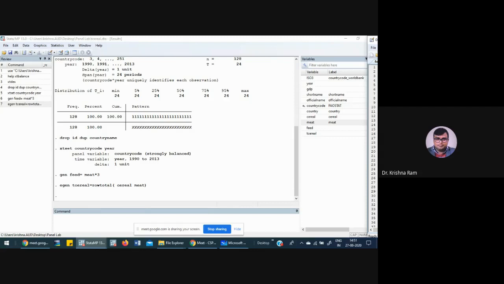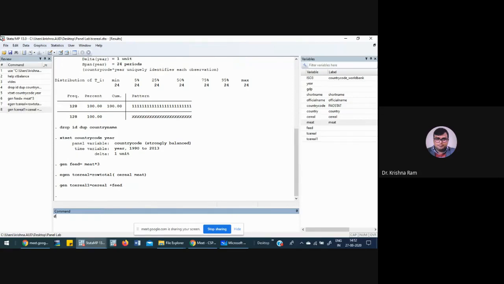Most of the time, of course, we use both egen and gen commands according to their use. Like here, I generated total cereal consumption. So I may use this one, generate total cereal. Let me generate one more, cereal one equal to cereal plus feed. Earlier I made a mistake. I added cereal and meat. That should be cereal and feed.